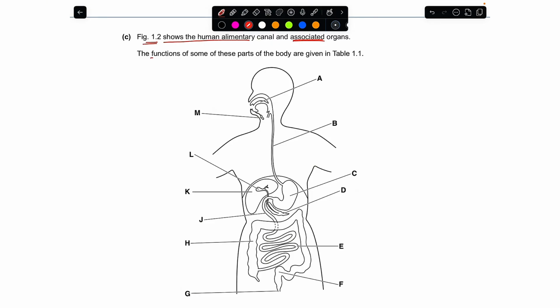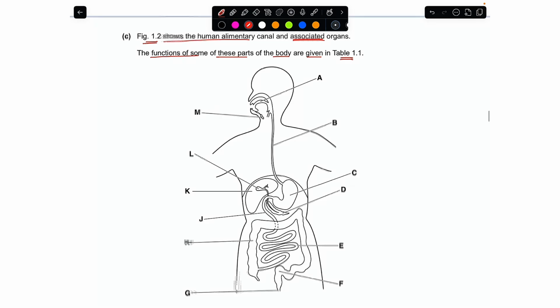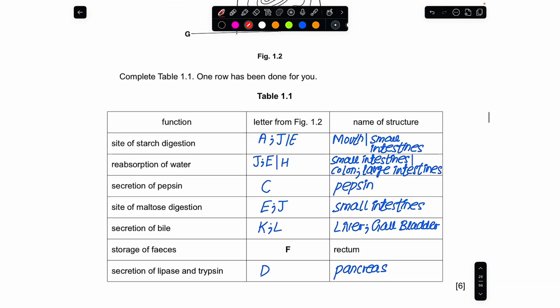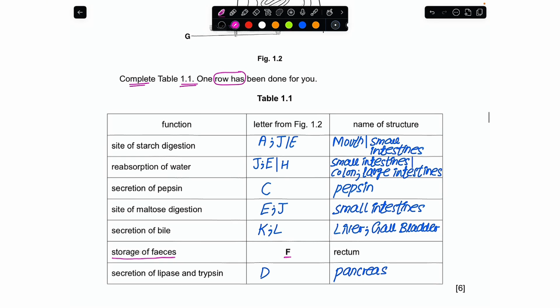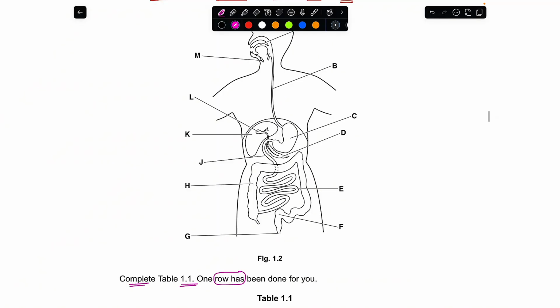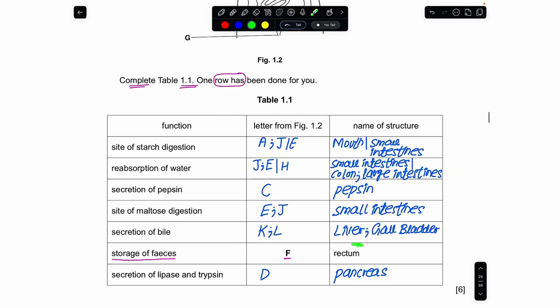They say the functions of some of these parts of the body are given in table 1.1. Now, before I crack each and everything, here they have given you the table that we are required to complete, and for our benefit, they have done the first row for us. And they say that if the function is the storage of feces, then the letter for it is F. And if you see, this F is the rectum, and they have given you the name as well. So likewise, we are required to do the rest of it.